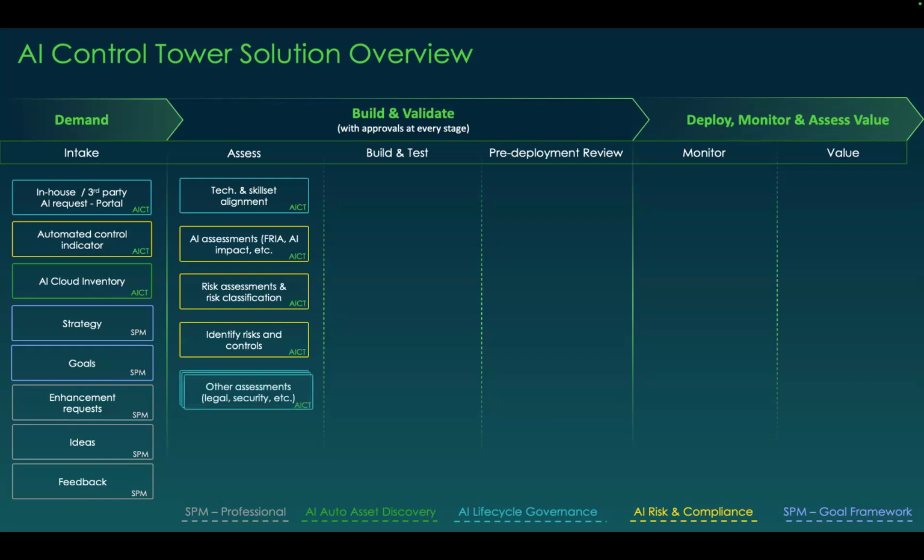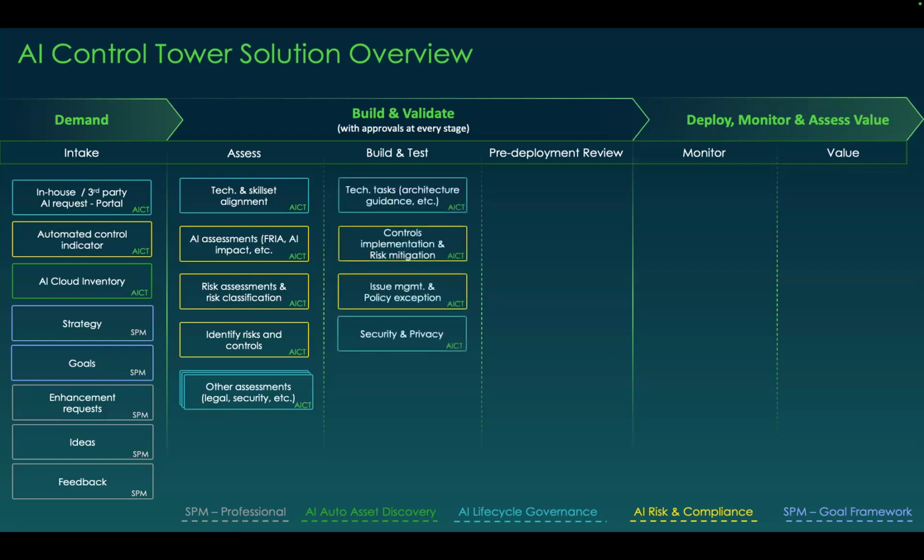Any other security or any other assessments that might be needed as well. So do we need to get clearance from security? Do we need to get clearance from the legal team or compliance team? All that forms part of that runbook itself. Building and testing, we need to make sure that those controls identified get implemented. We need to identify any policy exceptions or issues that would be as a result of control gaps.